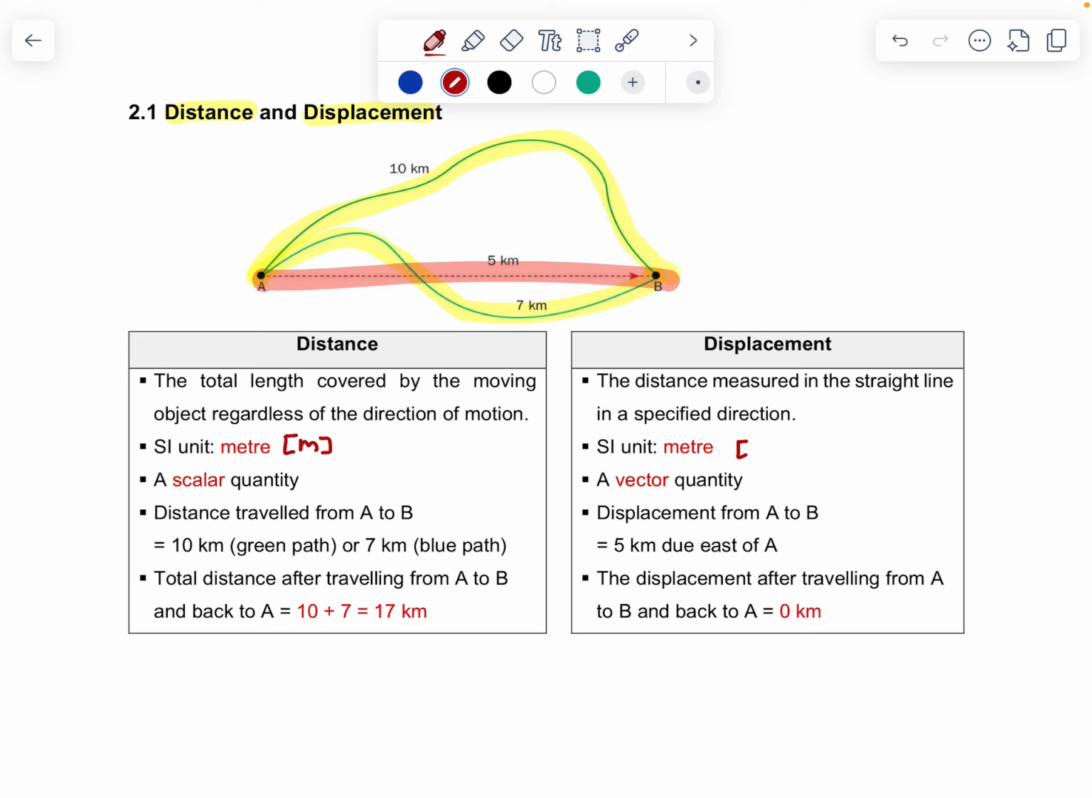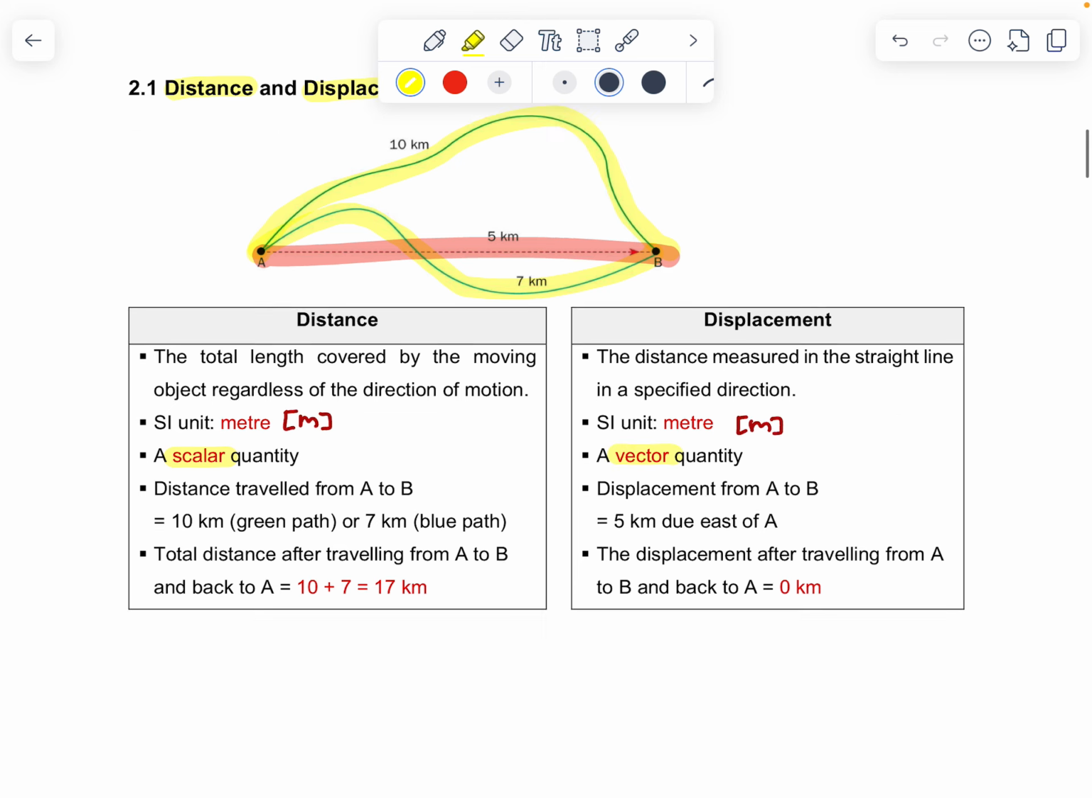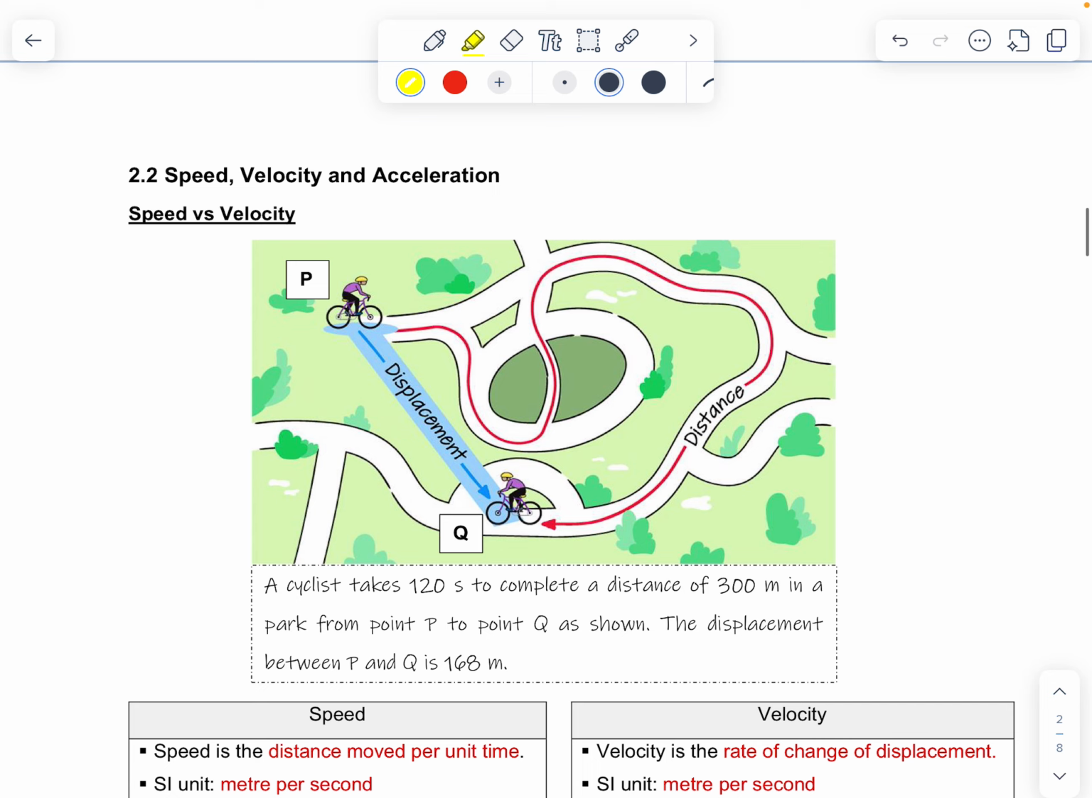Okay, let's look at the SI unit. For both, it is in meters. However, distance is a scalar quantity, whereas displacement is a vector quantity, which means direction is important. Now let's look at speed versus velocity.